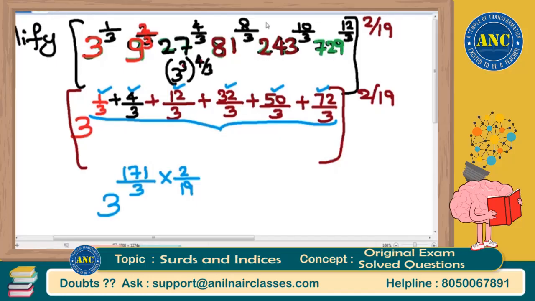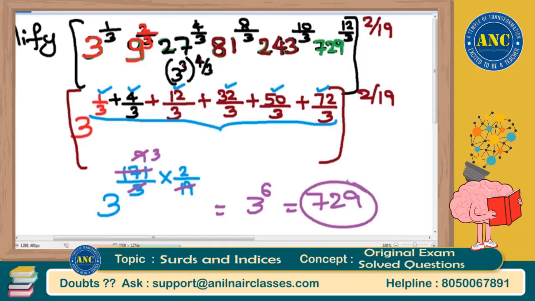If I simplify further, what will it become, sir? This will be equal to 19 into 1, 19 into 9, 9 into 3 into 1, 3 into 3. It becomes 3 power 6. Answer for this question is 3 power 6, 729.